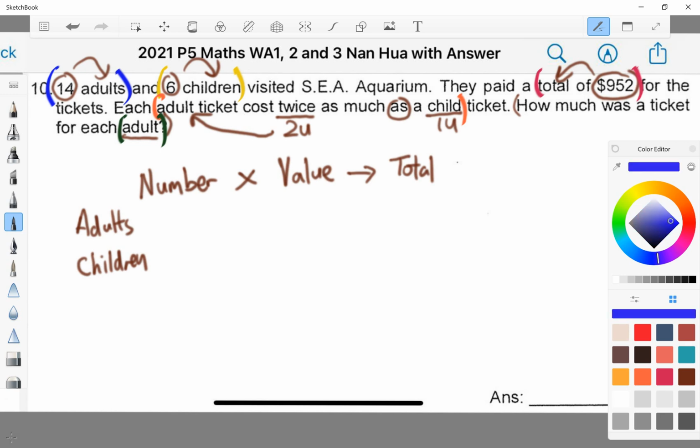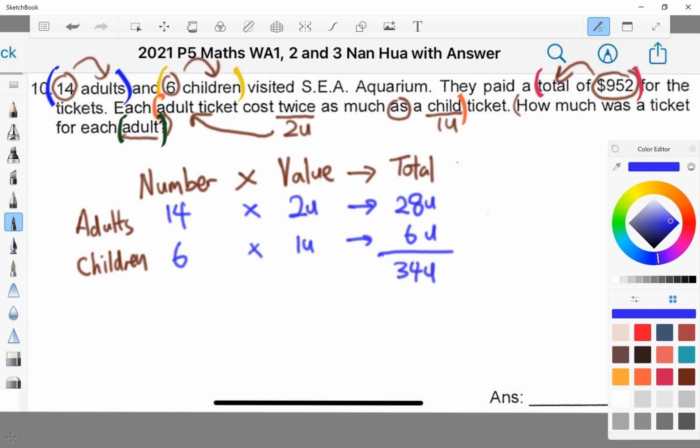So in the question they told us there are 14 adults and we have 6 children. As for the value, they said that each adult ticket costs 2 units, whereas each child ticket costs 1 unit. So if I multiply from left to right, I'll be able to get 28 units and 6 units. So if I combine them up, this will give me 34 units. Okay, 34 units. If I write down 28 units plus 6 units, I'll get 34 units.